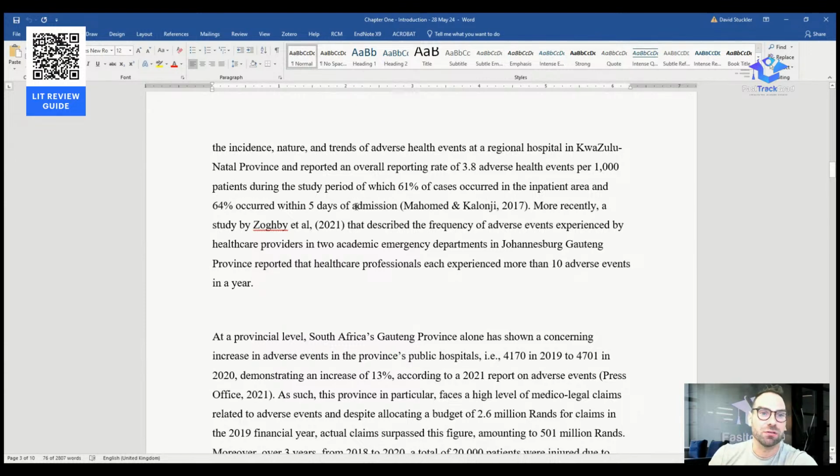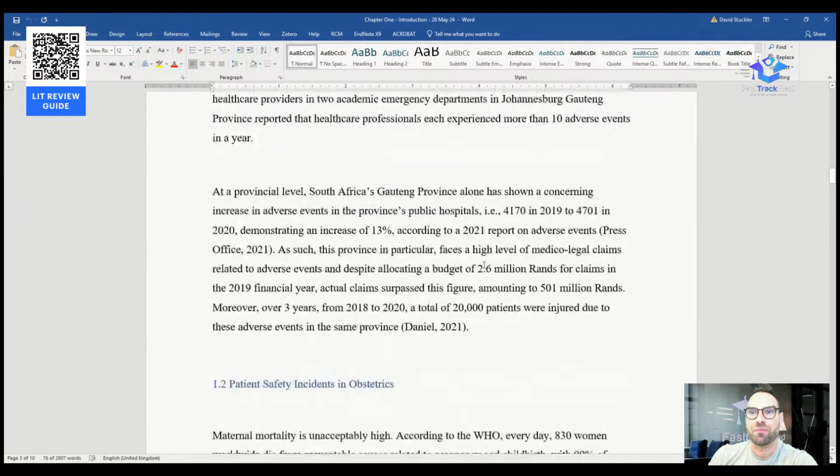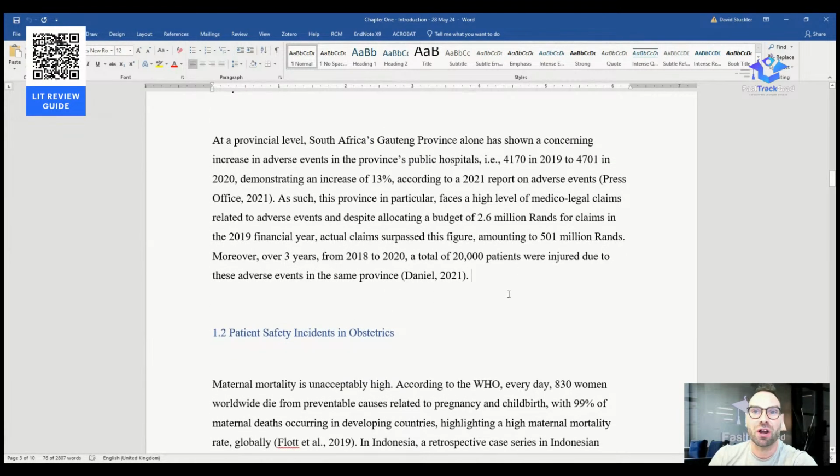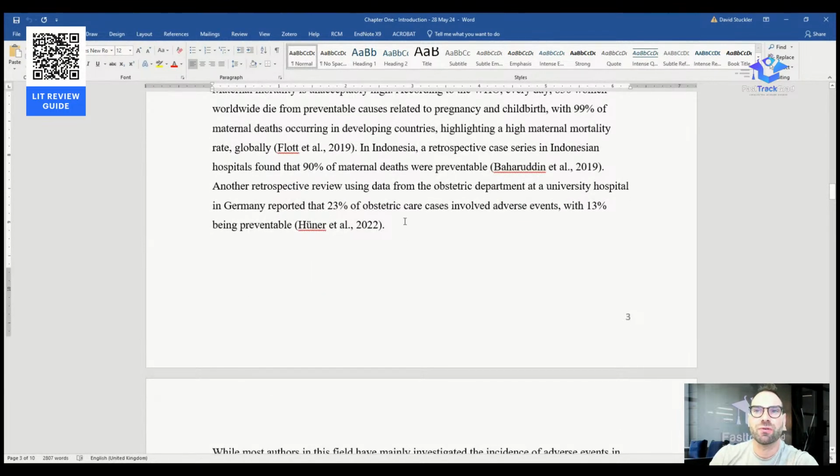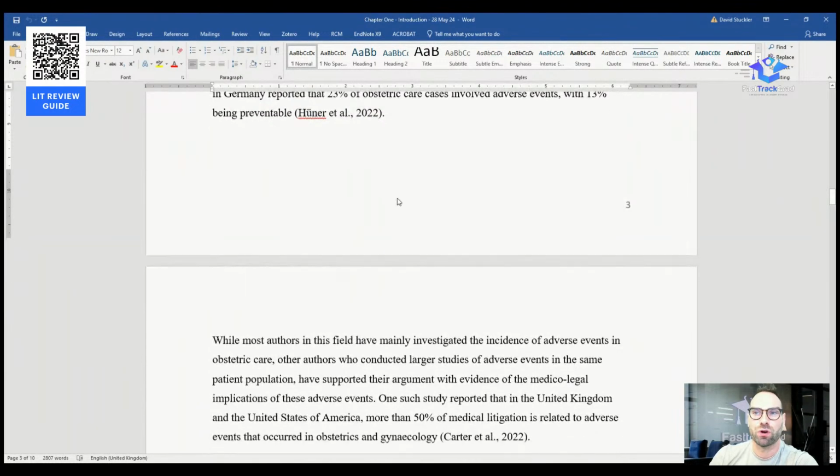Already you've lost me. You've lost all your supervisors. What's the gap? In fact, we've got a whole first section and we don't have a gap. Now we're getting into maternal mortality. Okay, and it looks like you're repeating the structure that we had from the introduction before.